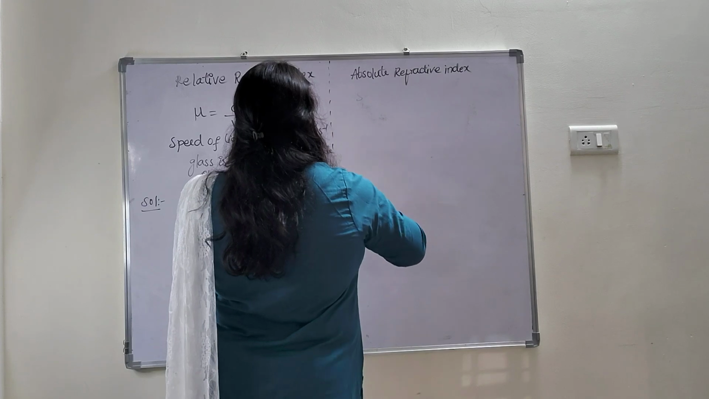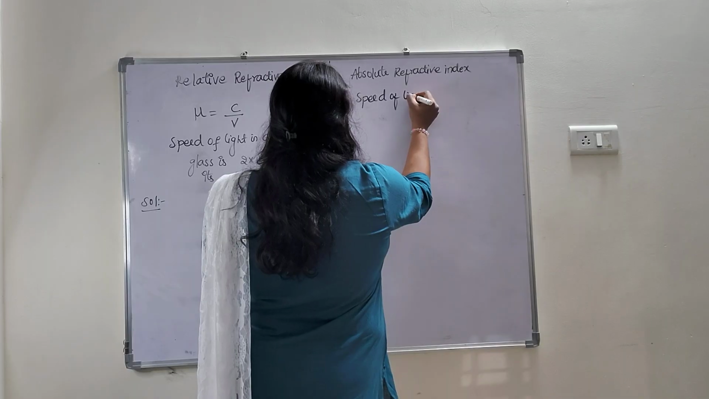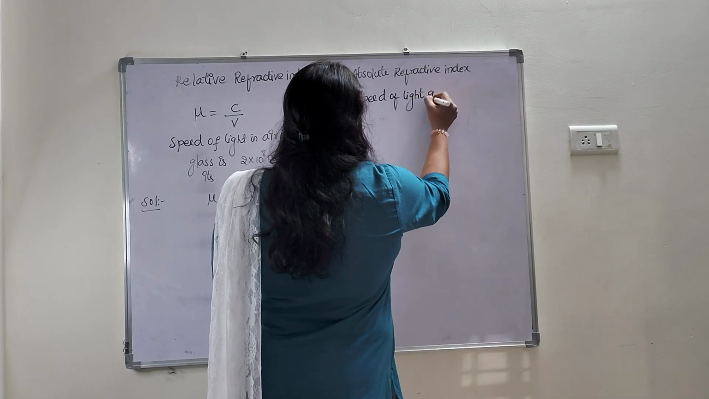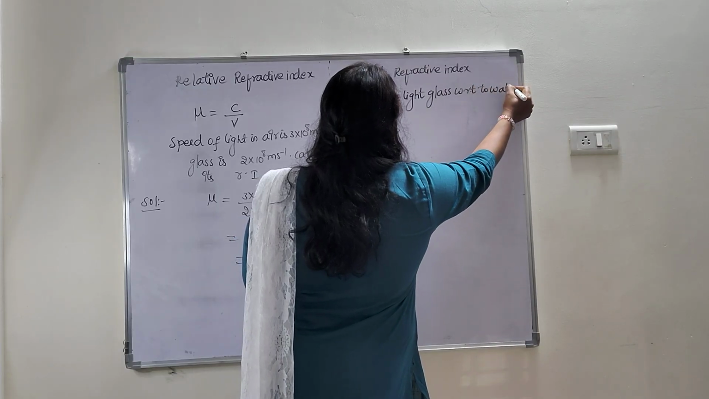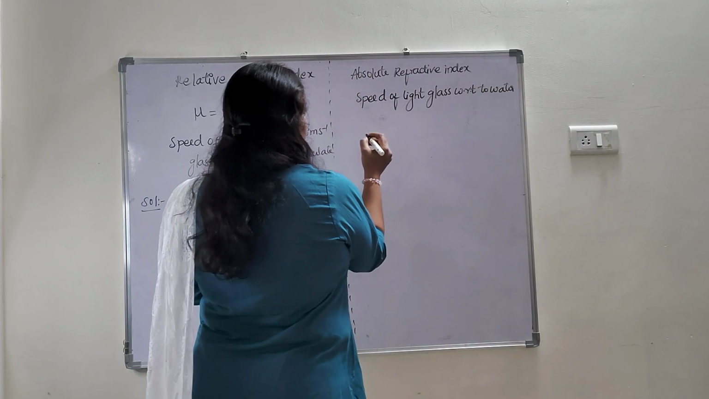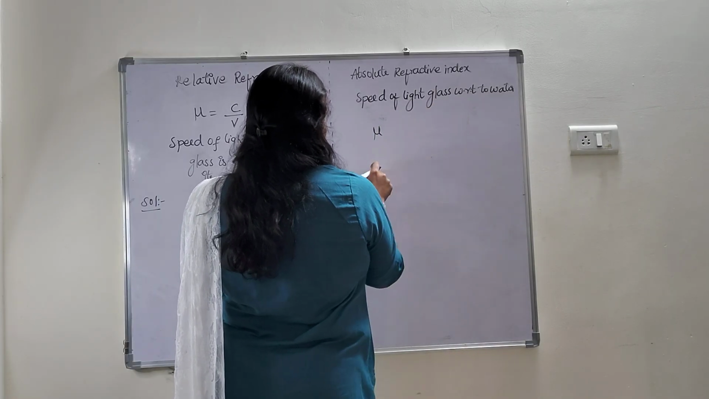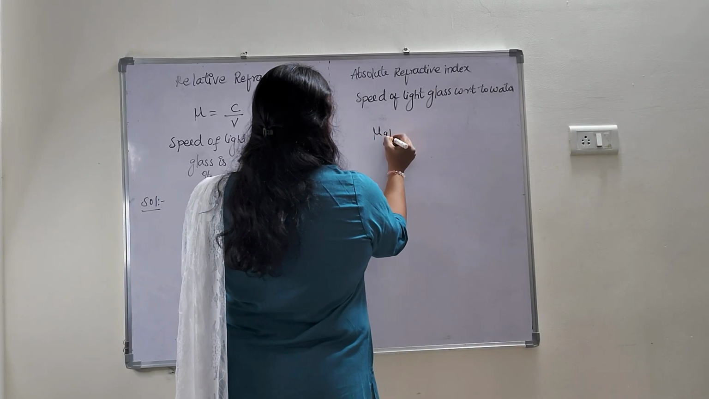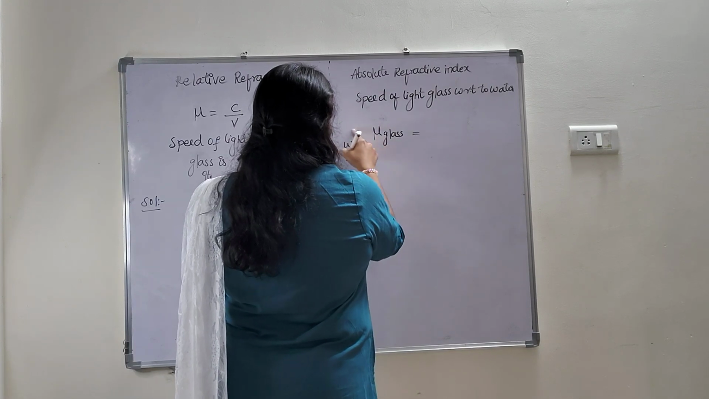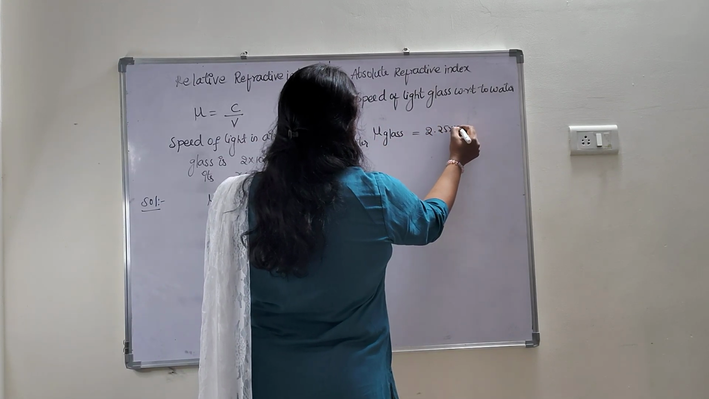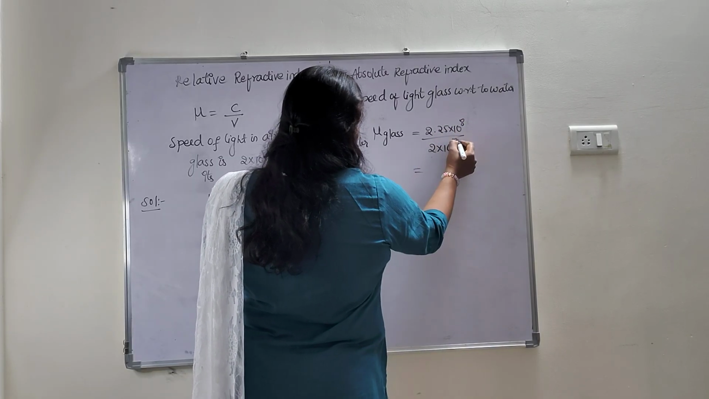What is the question? Speed of light in water is 2.25 into 10 to the power of 8 and in glass is 2 into 10 to the power of 8. Find the refractive index of glass with respect to water. So how to do this: first write the refractive index of glass with respect to water. Here medium 2, here medium 1. So while you are writing, what should you write? The water value, which is 2.25 into 10 to the power of 8, and glass is 2 into 10 to the power of 8. Now the tens are cancelled.